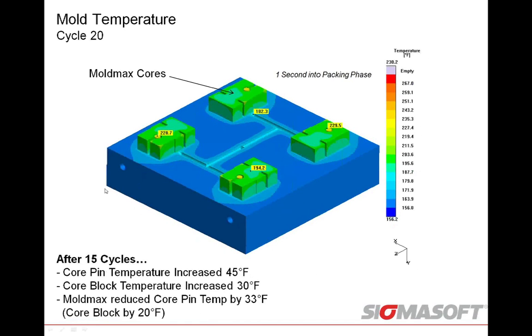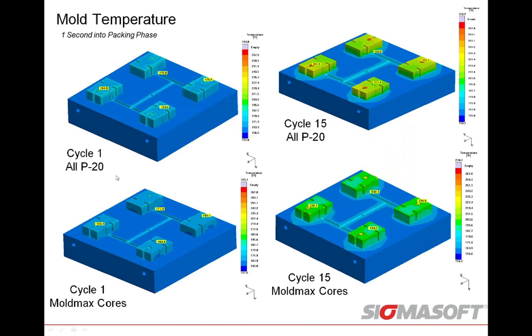But if I look at the cycle, and sorry about it, it says cycle 20, but it's actually cycle 15, the core pin temperature actually increased by 45 degrees, and the core block temperature increased by 30 degrees, compared to the Mold Max after one cycle. If you look at that as a whole now, if I look at just the one cycle situation over here, not a huge difference: 184, 183, 170, 171, 169, 164. But if I go over here after 15 cycles, I'm going from 261 down to 228, 211 down to 194, 265 down to 229.